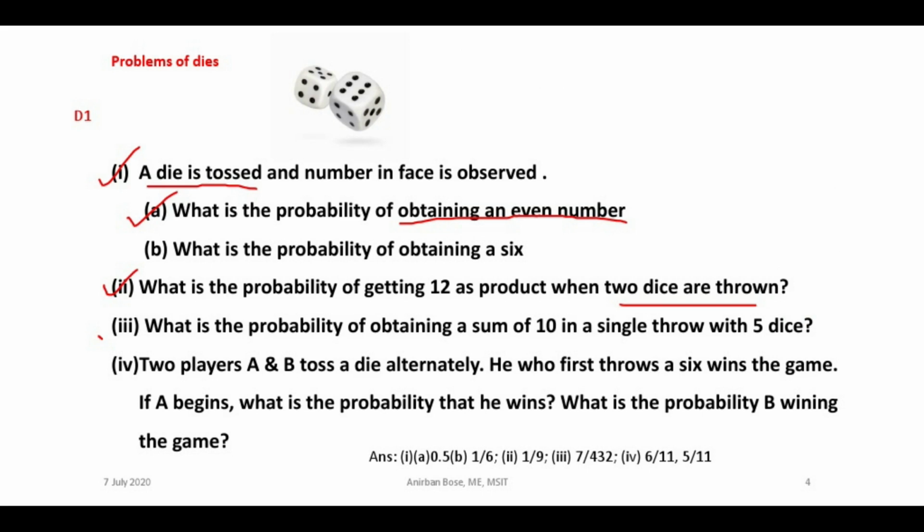So the next problem is this one. What is the probability of obtaining a sum of 10 in a single throw with 5 dice? So a single throw with 5 dice is the random experiment. So what is the total number of outcomes? Simply 6 to the power 5, because there are 5 dice. Now what is the favorable outcome corresponding to that, its sum will be 10. Okay, so there are 5 dice and their sum will be 10.